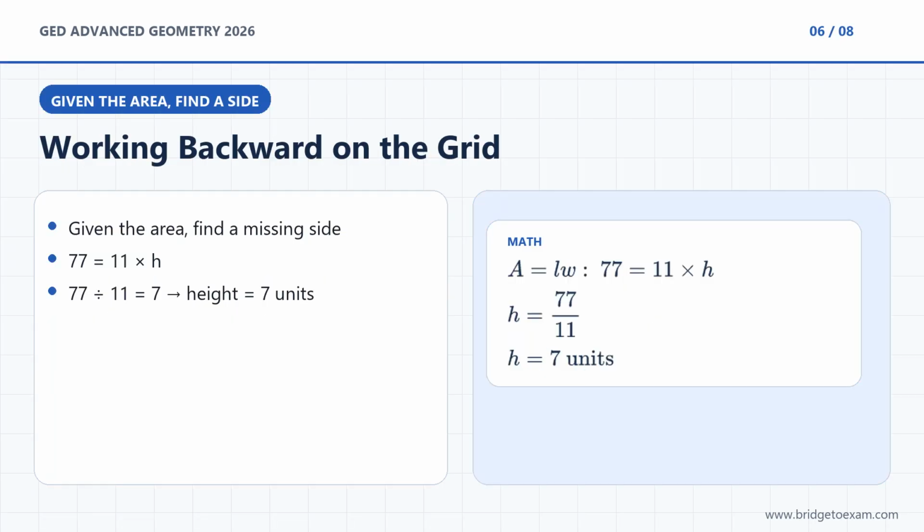The grid can also hide a working backward problem. Suppose a coordinate rectangle has a width of 11 and an area of 77, and you want the height. Since area is length times width, write 77 equals 11 times h. Divide both sides by 11. 77 divided by 11 is 7, so the height is 7 units. The grid does not change the algebra.